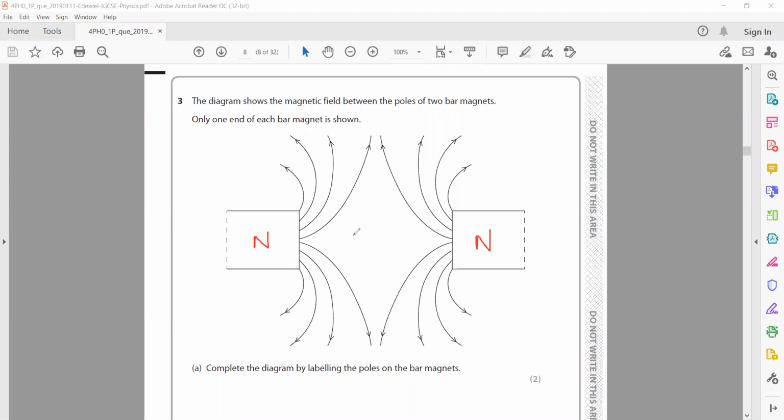That is why the two poles, which are facing each other and trying to repel, are north poles. How we work out it is north: because the arrows are pointing out. And how we work out it is like poles: because they try to cancel out and we don't have any magnetic field lines between the poles.